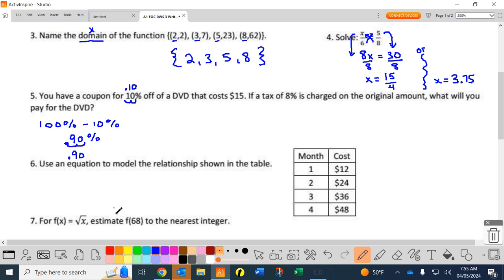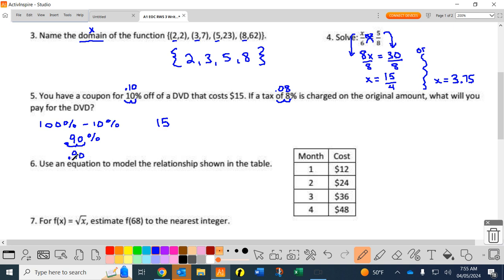However, we have to pay that 8% on the original amount, so we've got to pay this 8%, which is 2 places over, going to be 0.08 as a decimal on the original amount of 15. So we've got two different things to deal with. So first, let's talk about the amount we're going to pay for the actual DVD, just the cost of it.